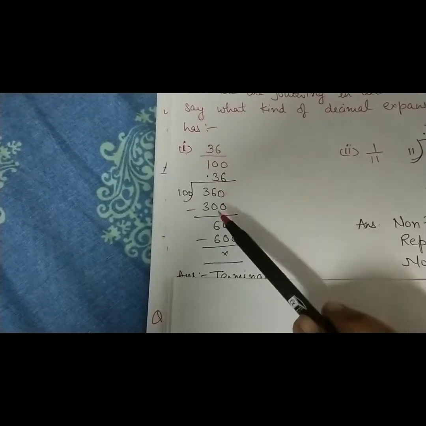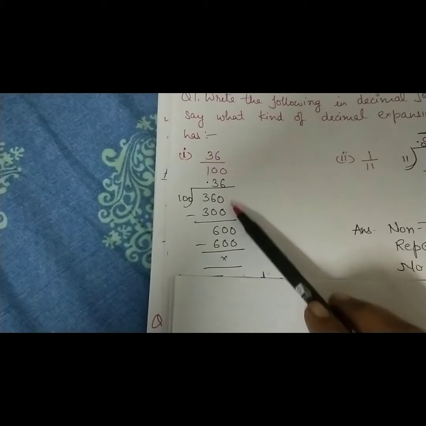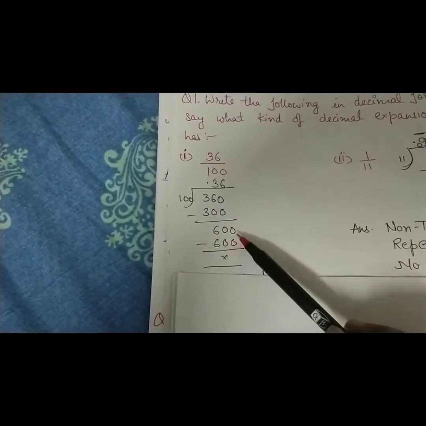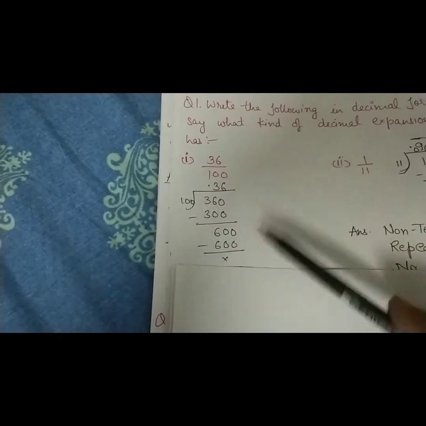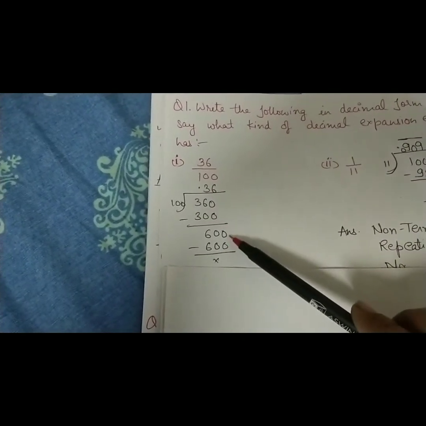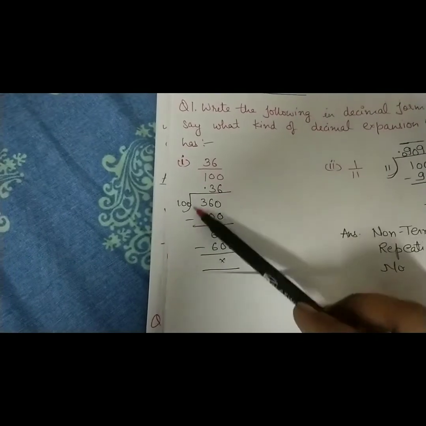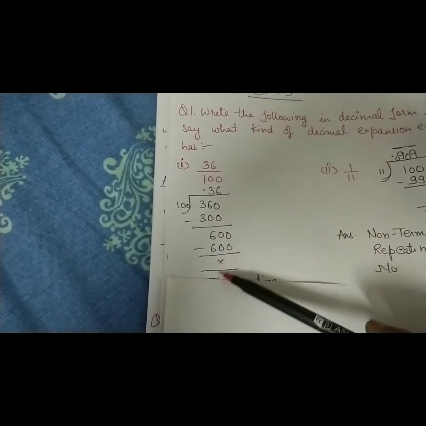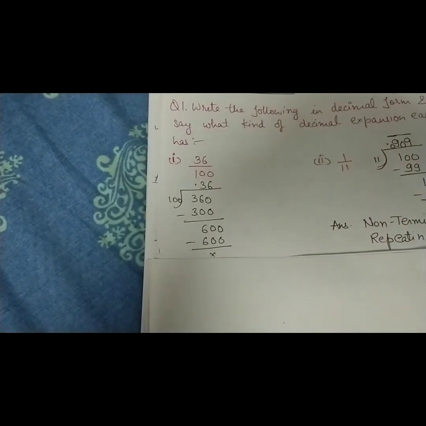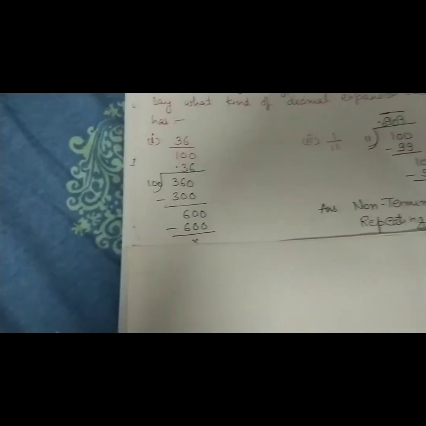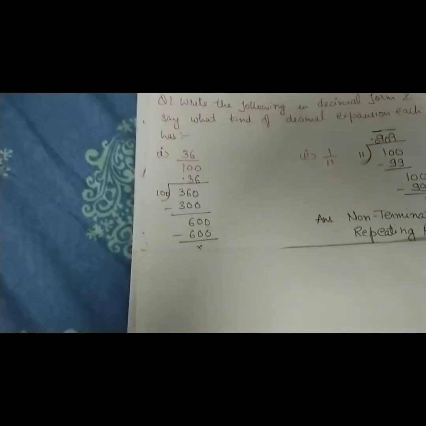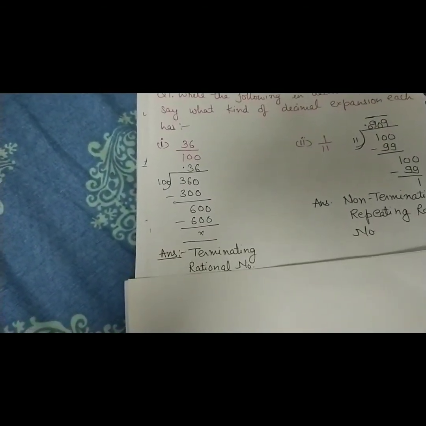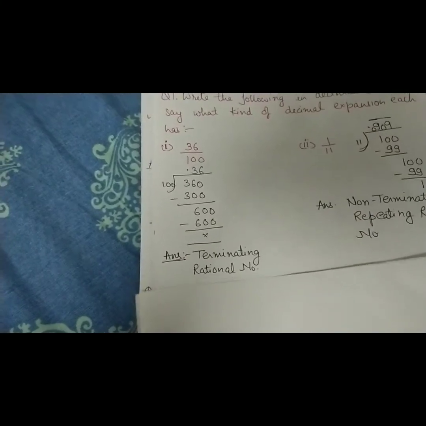So 360, 100 threes is what? 300. So 360 minus 300, we will get 60. So after the decimal, 0 keeps on coming in. So 0 gets over here. And 100 sixes is what? 600. So we get 0 as remainder. So what kind of expansion is this? It's a terminating expansion. So it's a rational number.